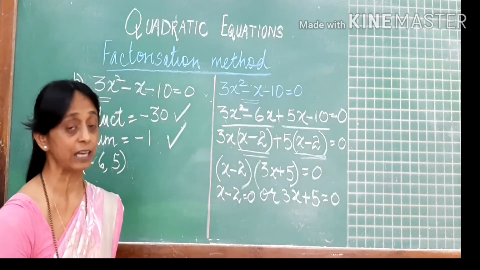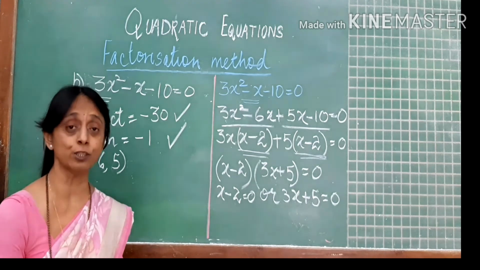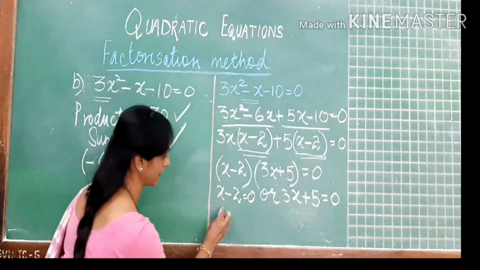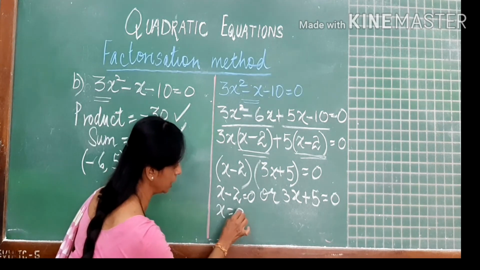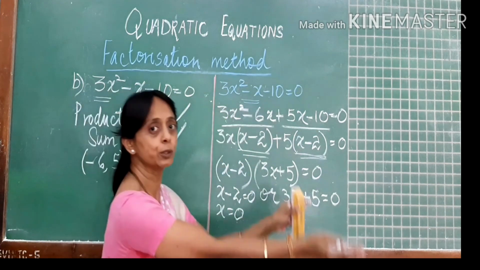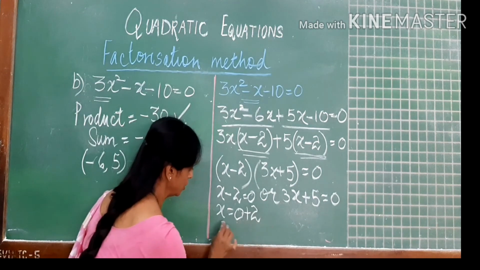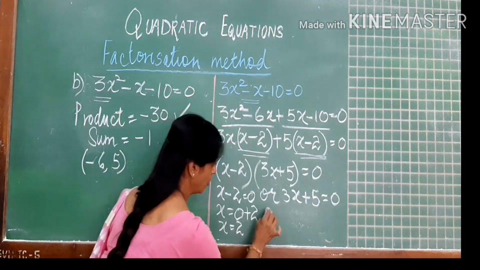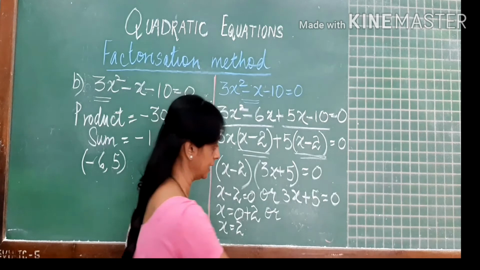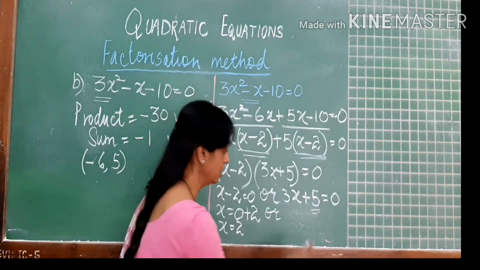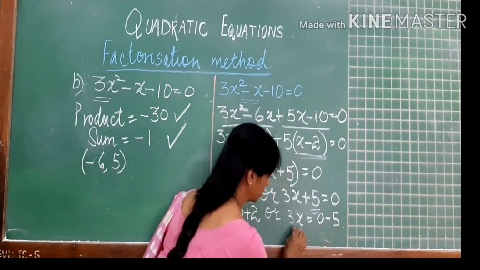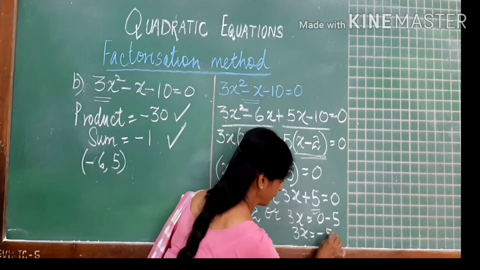Is this a final answer? Definitely not. Ultimately, we have to get the values of the variable. Which is the variable over here? The variable over here is x. So let's start. The first one, x will be equal to 0 minus 2. Minus becomes plus when it is transferred from one side to the other. So 0 plus 2. So x is equal to 2. Or let's solve this one. Which is easier to first transfer to the other side? The one without the variable, the single term. So it will be 3x is equal to 0 minus 5. So 3x is equal to minus 5.